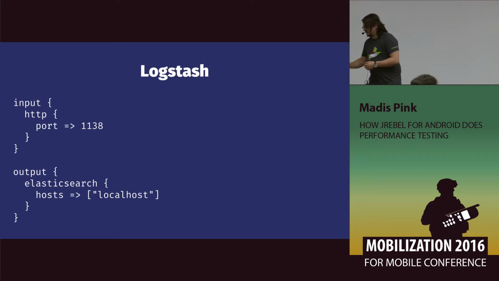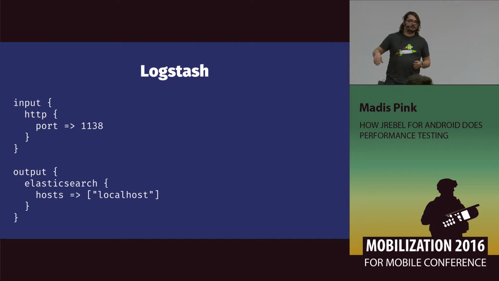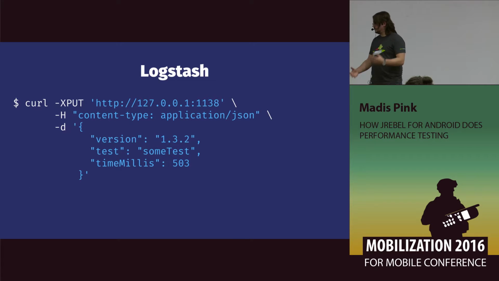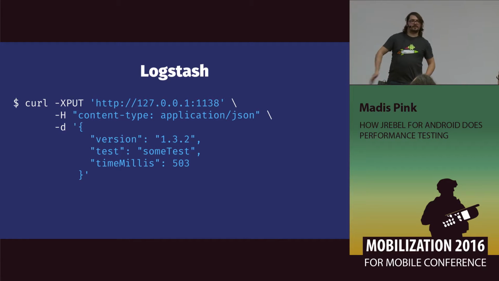For instance, this pretty much is our Logstash configuration. We have an HTTP server listening on some port. It's taking some JSON in, and then putting it into Elasticsearch directly. So you could just use curl, make queries there, and then look at the data later.